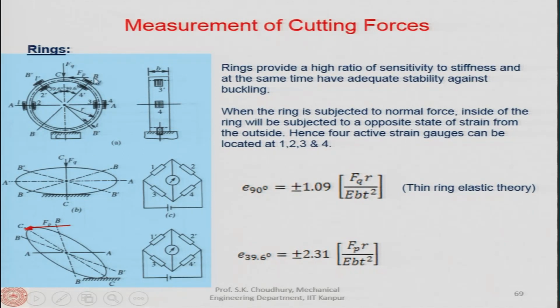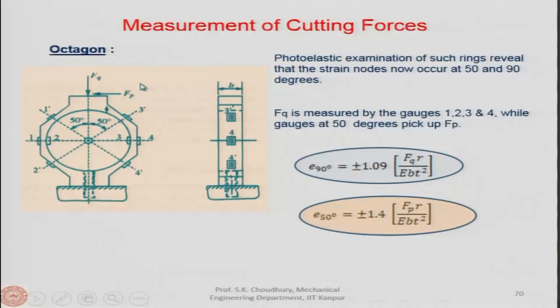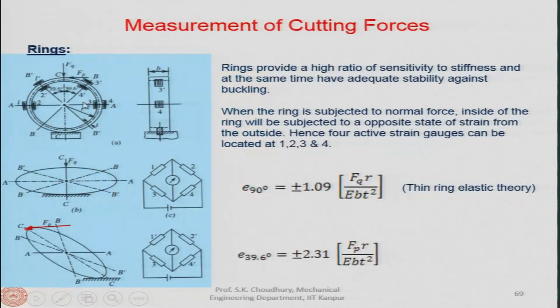So, this is how the structures are used so that the forces can actually be measured. Now, in this slide we have the measurement of cutting forces using an octagon type ring. If we come back and look at this ring type structure, it has a tendency of rolling. For example, when the Fp is acting, it has a tendency to roll along the horizontal direction.